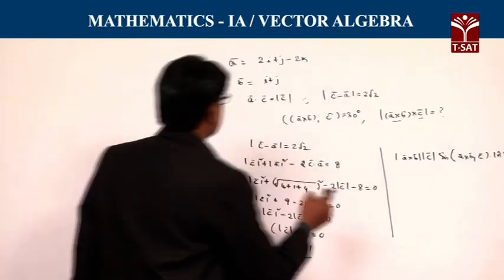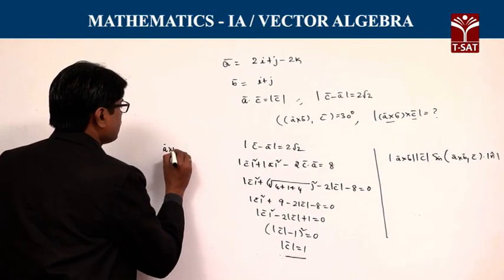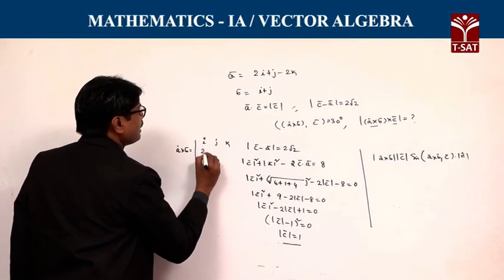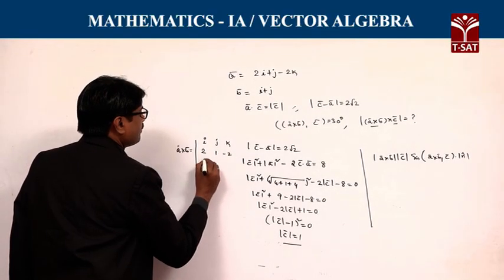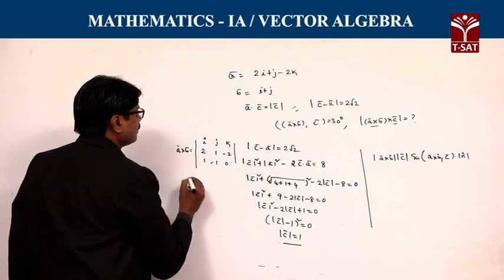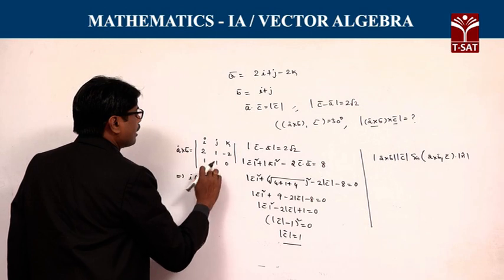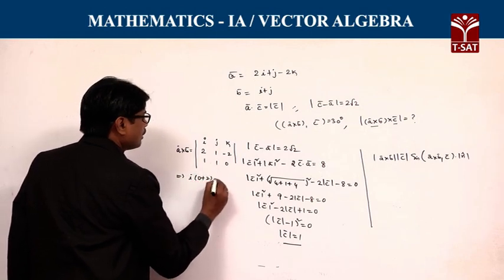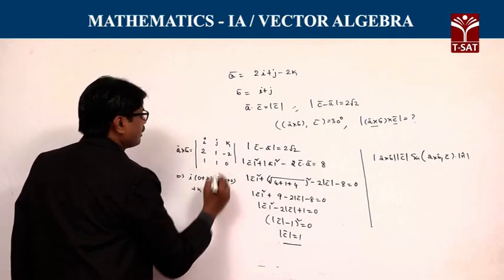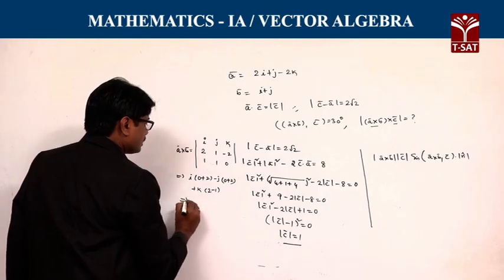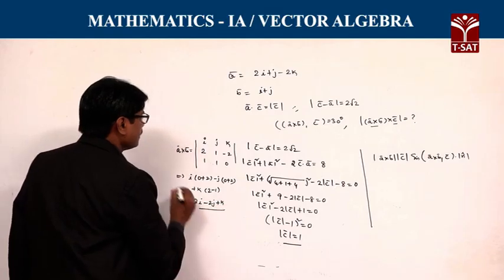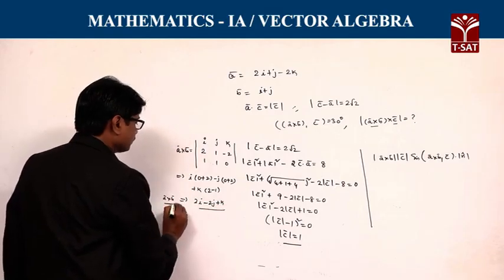And first calculate A cross B. So, the value of A bar cross B bar is equal to determinant of I bar, J bar, K bar. A bar will be 2, 1, minus 2 and B bar will be 1, 1, 0. Expand. So, which is equal to I bar times of 0 plus 2 minus J bar times of 0 plus 2 and plus K bar times of 2 minus 1, which is 2 times of I bar minus 2 times of J bar plus K bar. This is A bar cross B bar.